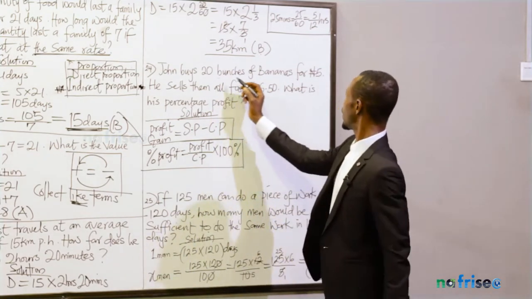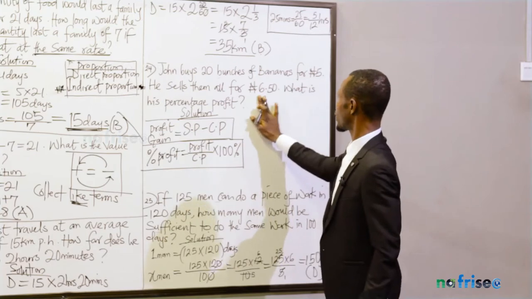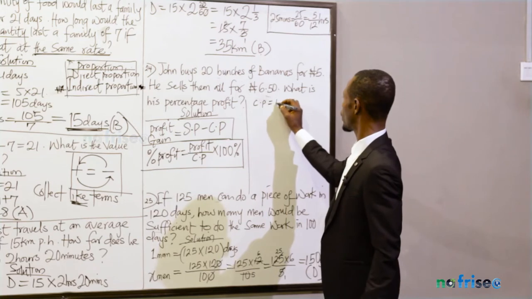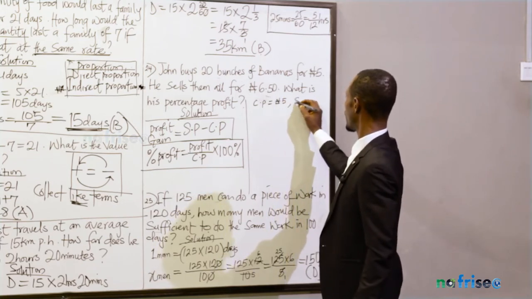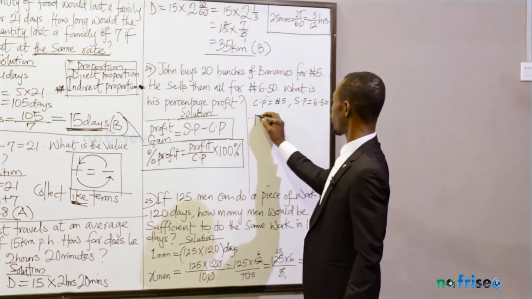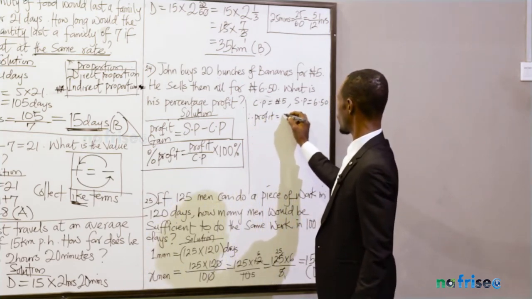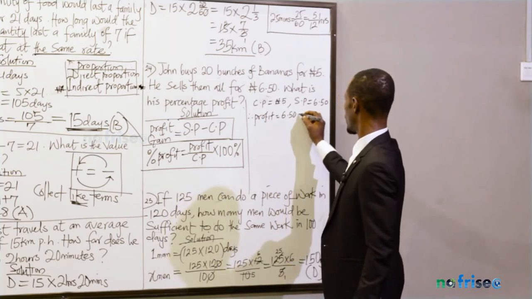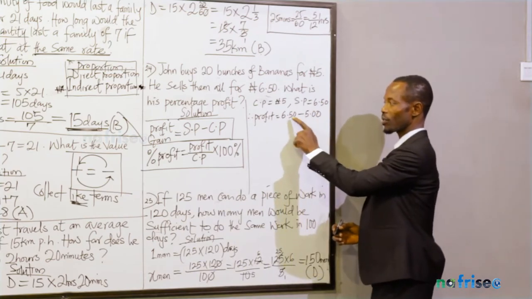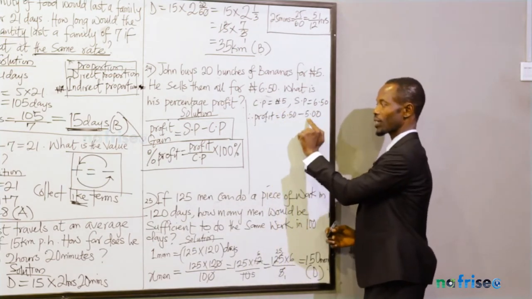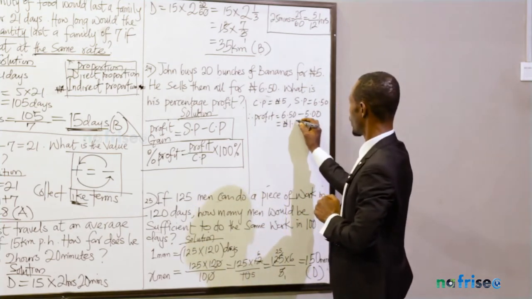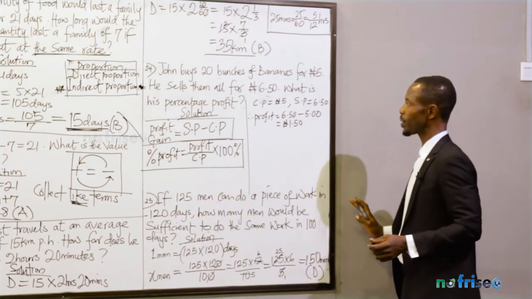Ready? Cost price solution. I've written that solution already. Cost price equals 5 naira. Selling price equals 6 naira 50 kobo. Therefore, profit equals 6 naira 50 kobo minus 5 naira. So let me just make it look like, we're going to subtract because of the 2 decimal places. 5 naira is best written as 5.00. So the profit becomes 1 naira 50 kobo. So that's the profit the person makes.